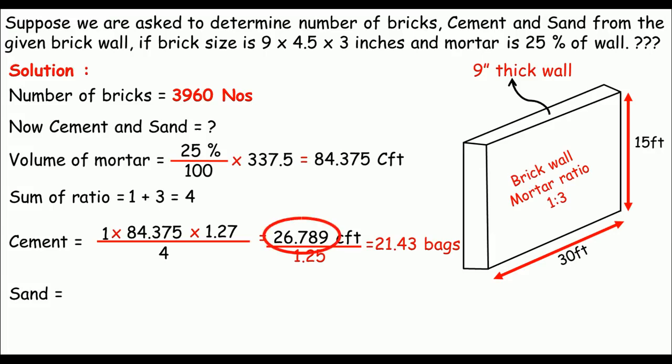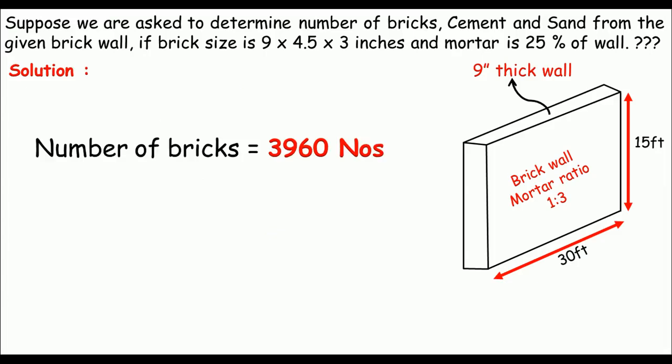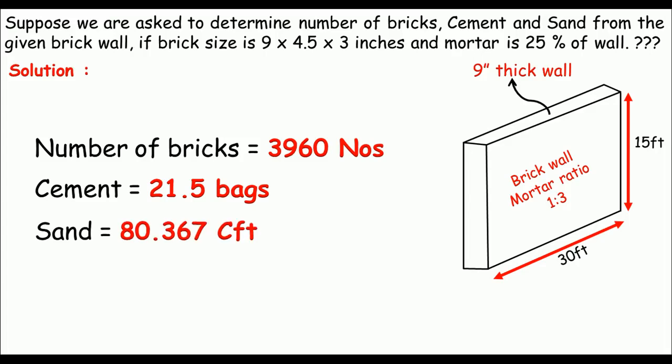That's 26.789. So multiply with 3 because 3 is just the sand's ratio. We'll get, of course, the sand equals 80.367 CFT. So for the given wall, we have the number of bricks equal to 3960. The cement is 21.5 bags and the sand is 80.367 CFT. So that's it. This is how we analyze the brickwork.